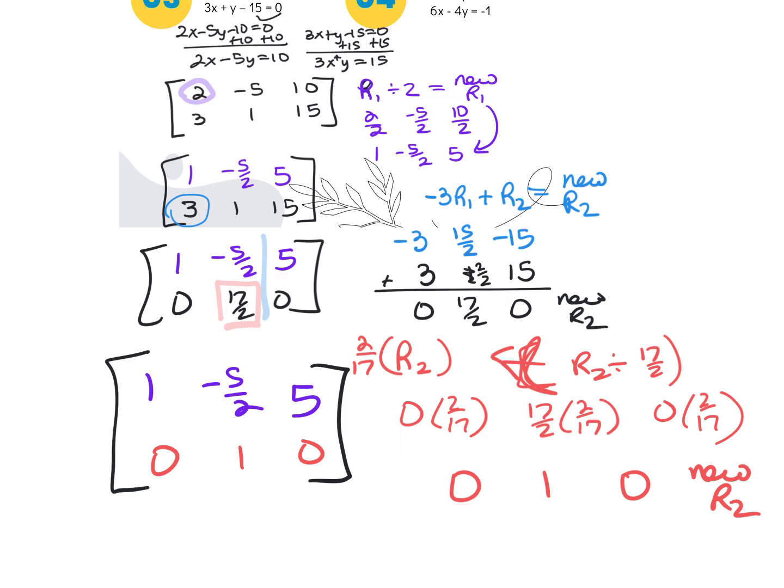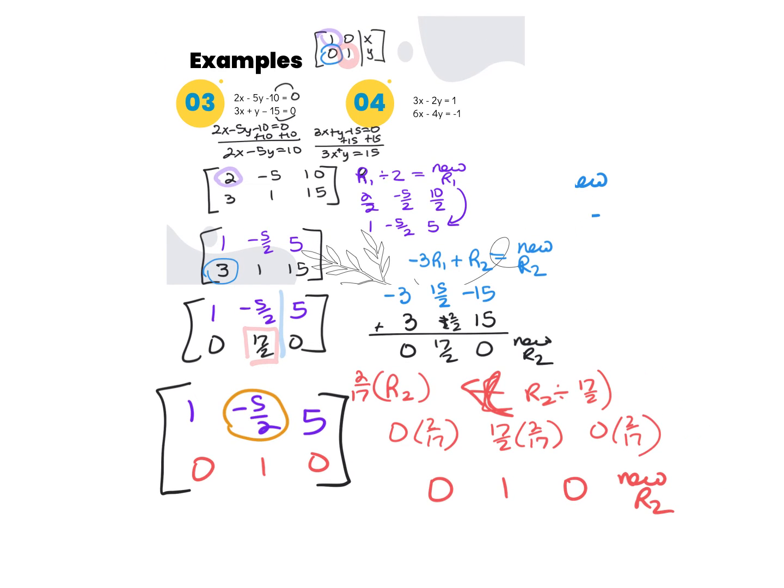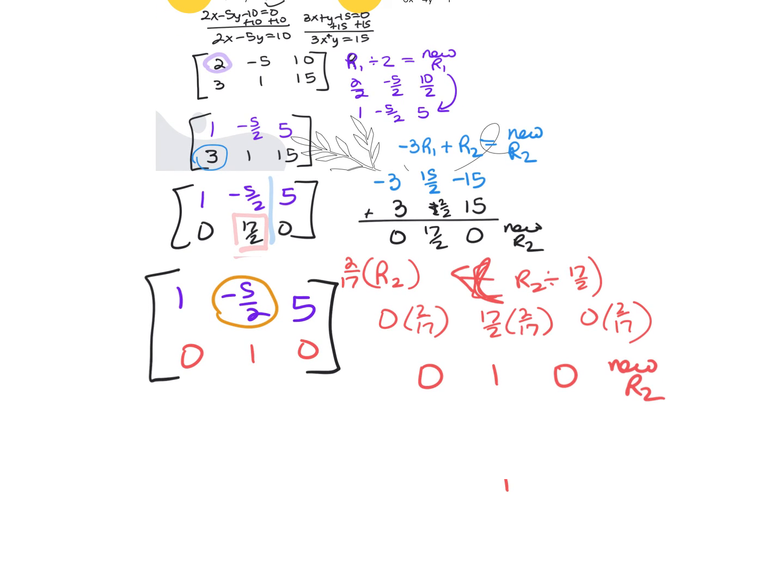Last thing I need to change is this negative 5 over 2. I need to make it become a 0. So we're going to take that row that we just made the 1 with, and I'm going to multiply it by the 5 over 2 and then add it. So I'm going to multiply row 2 by 5 over 2, and then I'm going to add it to row 1. This will give me my new row 1.